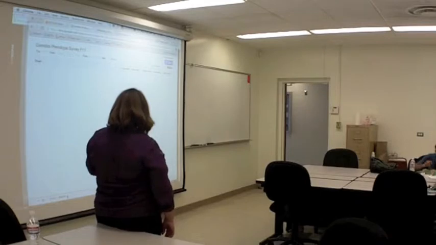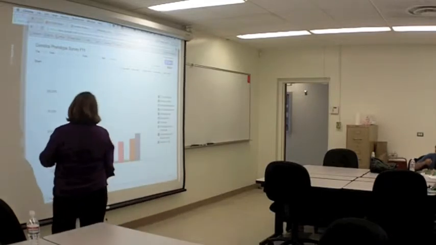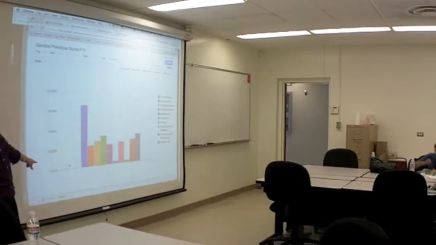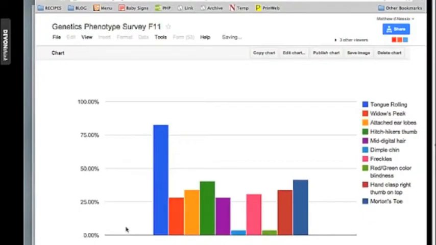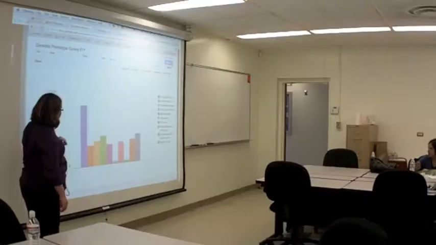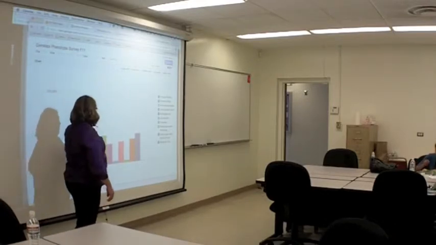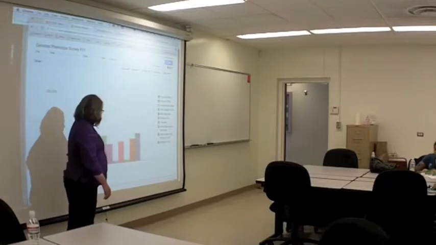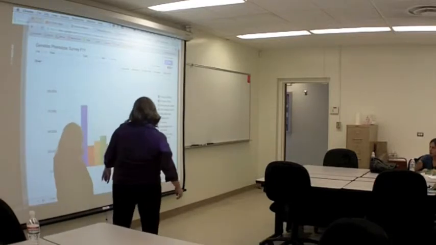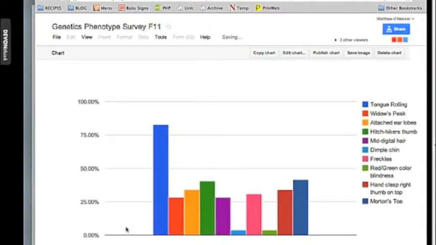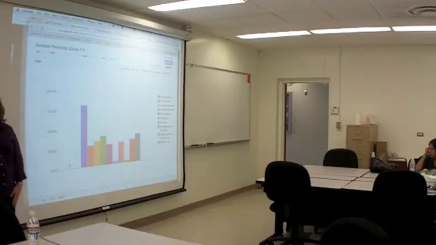All right, so then we can actually take all of this and chart it. So I already had this chart set up, and your data was actually added to this. This looked different in a previous version. And what you're going to notice is that we've got these all color-coded. So here we've got tongue rolling, here we've got widow's peak, attached earlobes, etc. Okay? And you can see that not too many people have red-green color blindness or a dimpled chin. So if we go to the next slide.